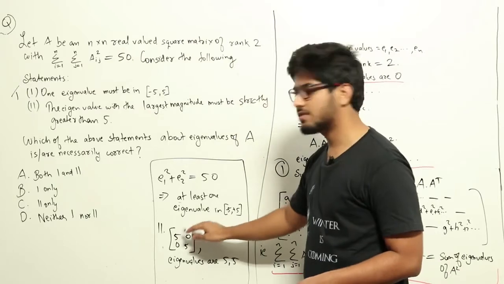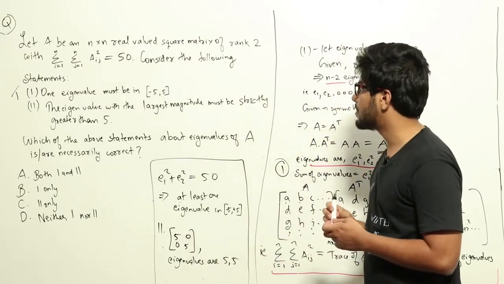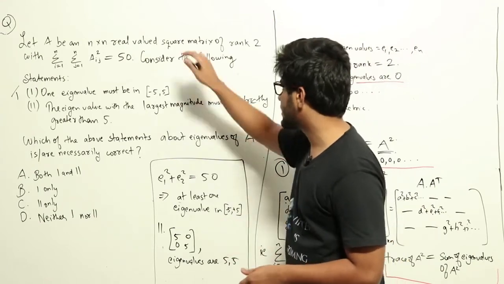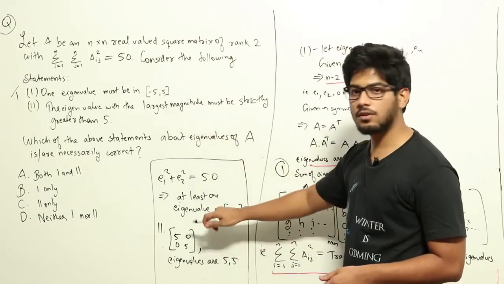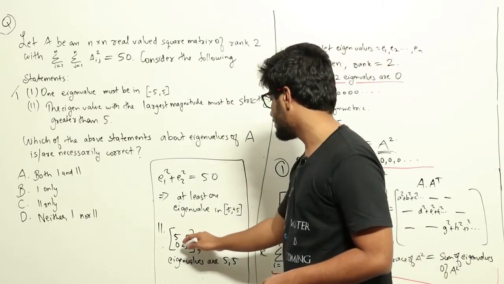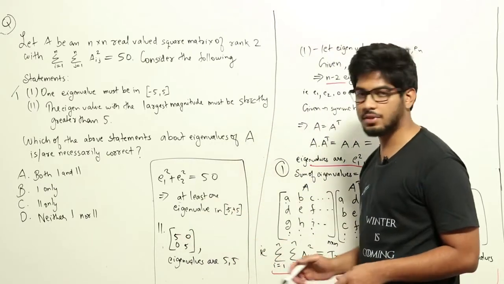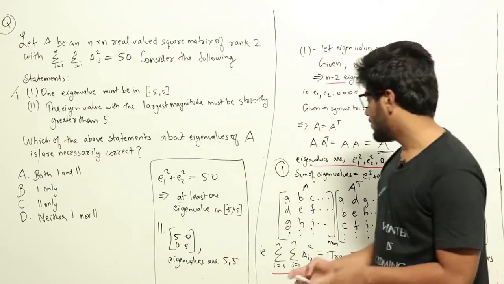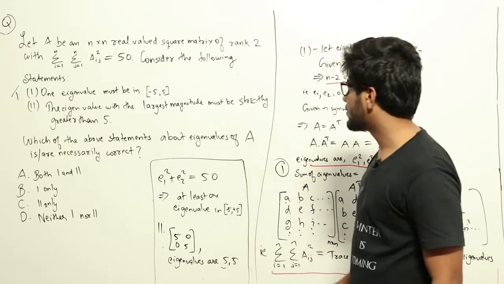Rank is 2, 5, 0 and 0, 5 are independent vectors. So the rank is 2 here. So this matrix satisfies this condition. If I try to solve for the eigenvalues of this matrix, I will get that the determinant of 5 minus lambda, 0, 0, 5 minus lambda would be 0, which means lambda would be 5, 5. Now both the eigenvalues are 5 and 5.